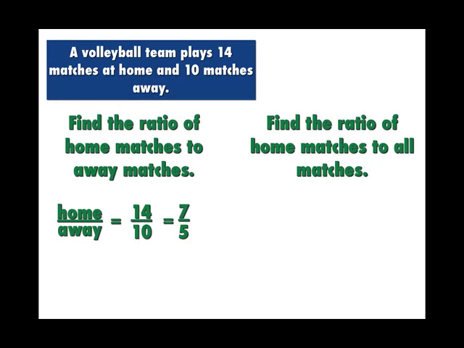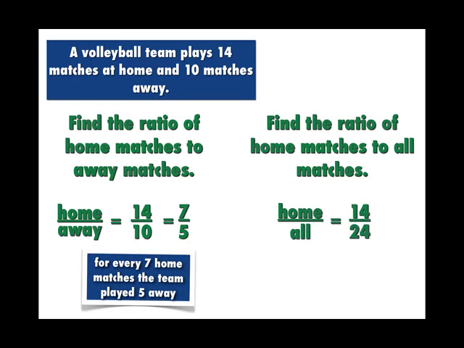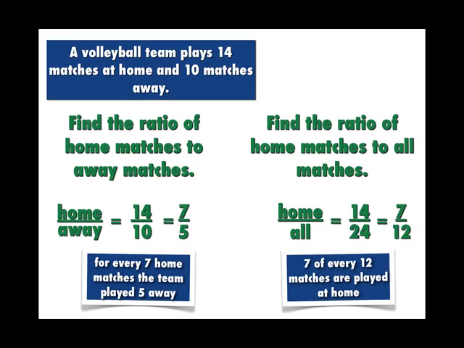Now the ratio of home matches to all of their matches means we have to do a little addition. So the total matches that the team played was 24. So the ratio of home matches to all matches is going to be 14 to 24. Remember, it's not 14 out of 24. This isn't like a fraction. And in lowest terms, we get 7 to 12. And we would say that 7 of every 12 matches that the team played was at home.